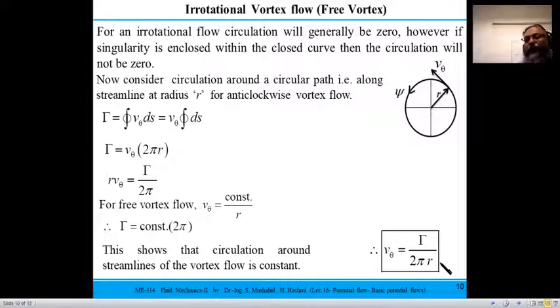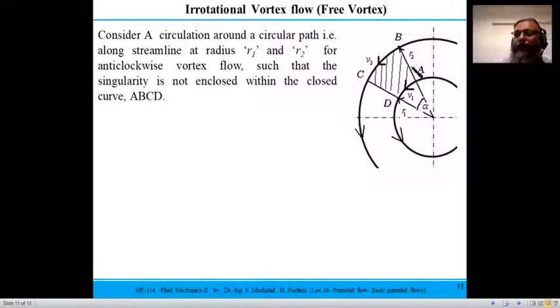Okay, now let's look at the other case in which you are trying to calculate circulation when your closed path does not contain the singular point. So it is something outside the singular point. Here streamlines are in the tangential direction. We call the tangential velocity v1 at a radius r1, and tangential velocity v2 at a radius r2, and we are trying to calculate circulation.